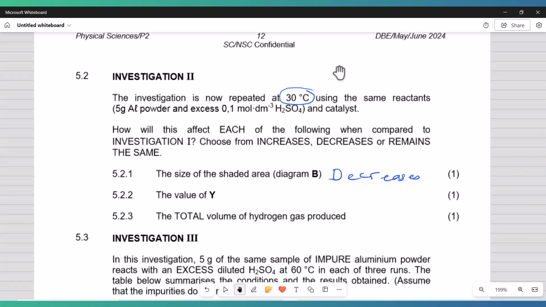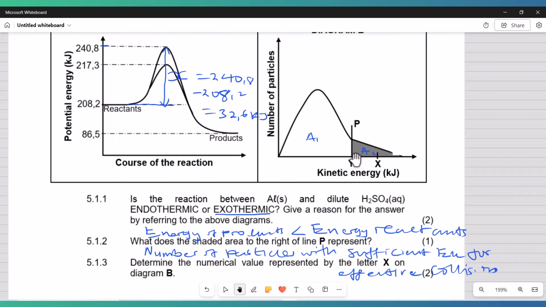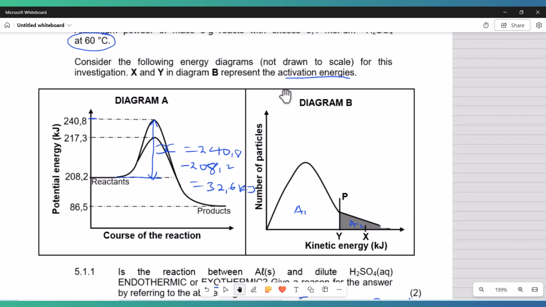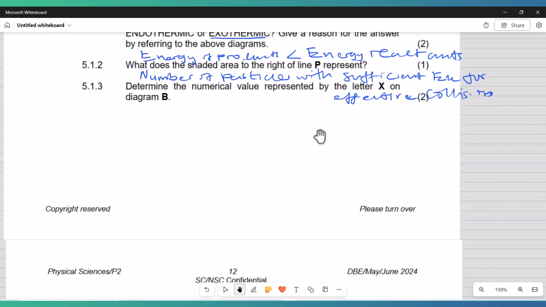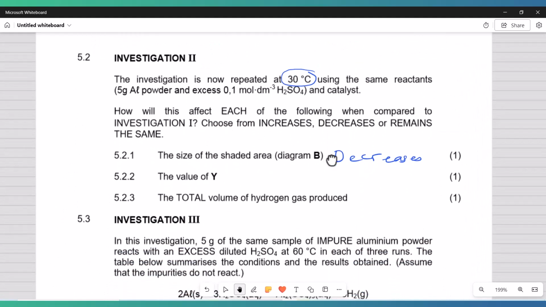Then the value of Y. Now the value of Y, if we check it again here, Y is the activation energy, like they told us here. So that one will not change, because it is independent of the temperature. So we say remains the same.